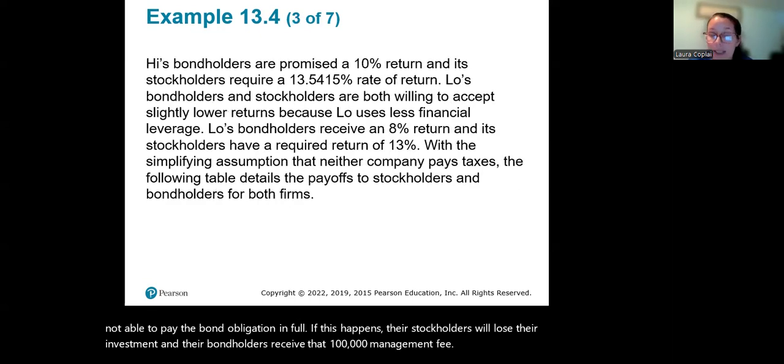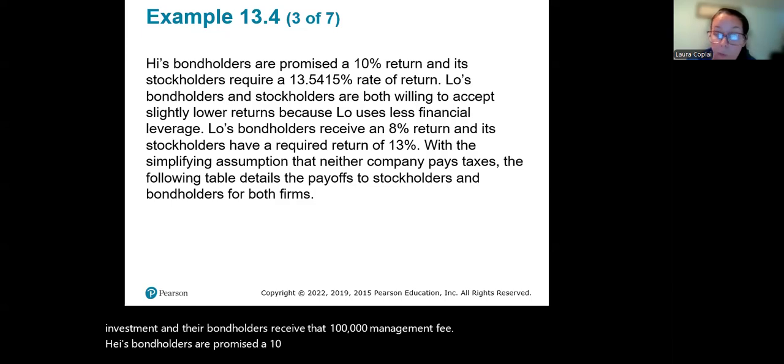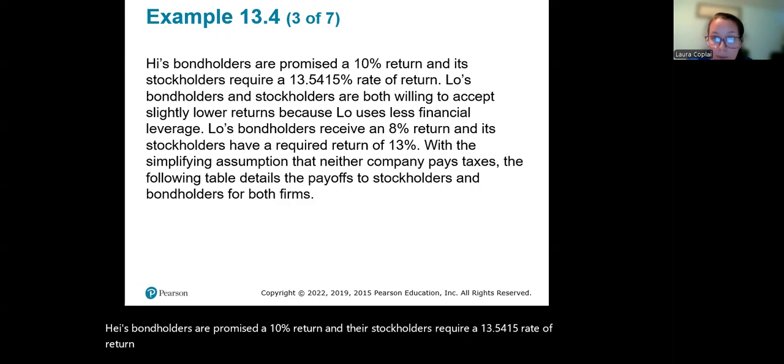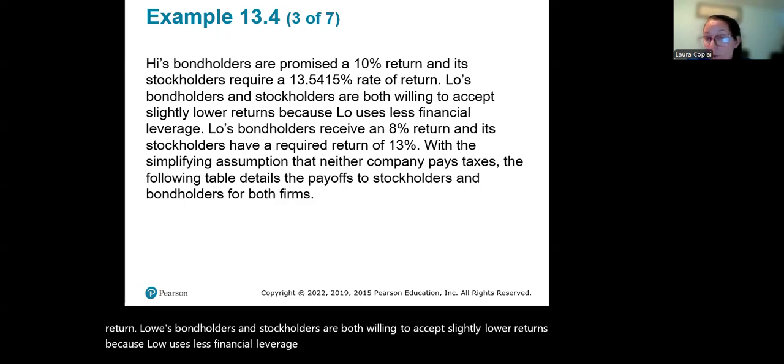High's bondholders are promised a 10% return, and their stockholders require a 13.5415% rate of return. Low's bondholders and stockholders are both willing to accept slightly lower returns because Low uses less financial leverage. So the bondholders want 8% and the stockholders want 13%. With simplifying assumptions, we're not talking about taxes.